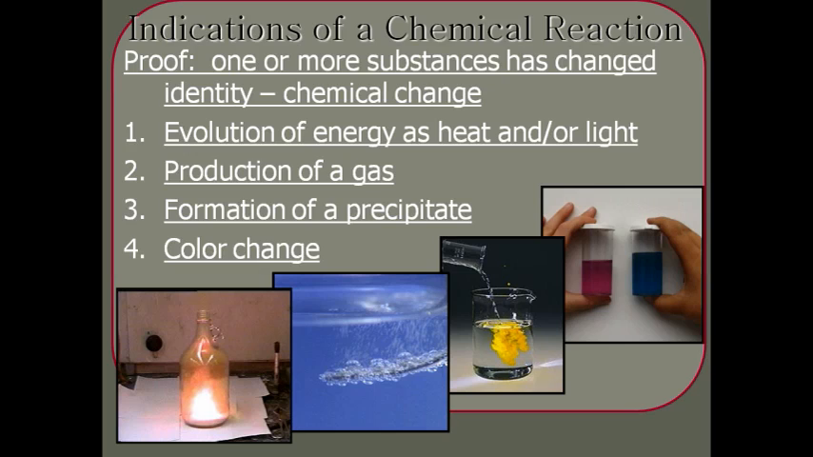And number 4 is a color change. Most often the color changes we are going to observe in class are going to be due to an indicator. However, when we look at the next video, we're going to see the ammonium dichromate volcano. Initially it's going to start off as an orange solid, and as the reaction takes place, we make a brown solid. The other thing we're going to observe is light.